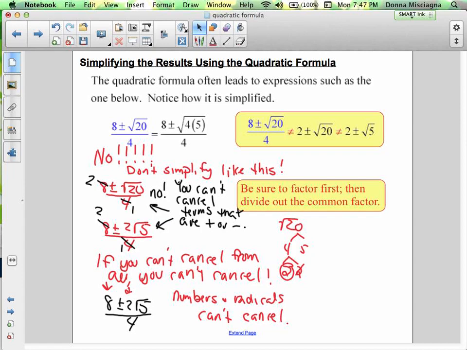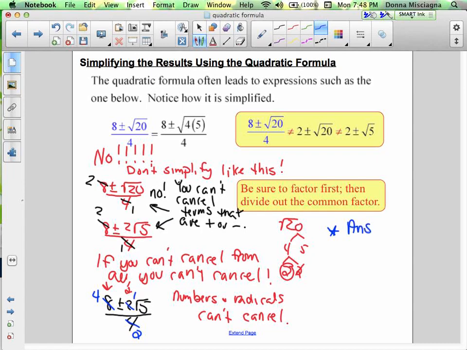Still wrong to cancel the 8 and the 4. You have to reduce the 2 as well. Notice the 2 is not evenly divisible by 4, right? So you're going to have to divide everybody by 2. If you can't cancel it from all, you can't cancel it. So they're all divisible by 2. I can divide this one by 2 and I get 4. I can divide the 2 by 2 and I get 1. I can divide the 4 by 2 and I get 2. So the correct answer here, now put it over here.